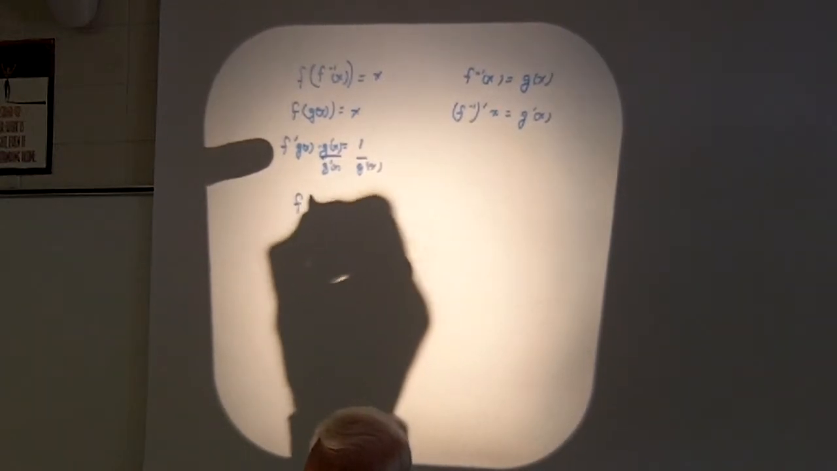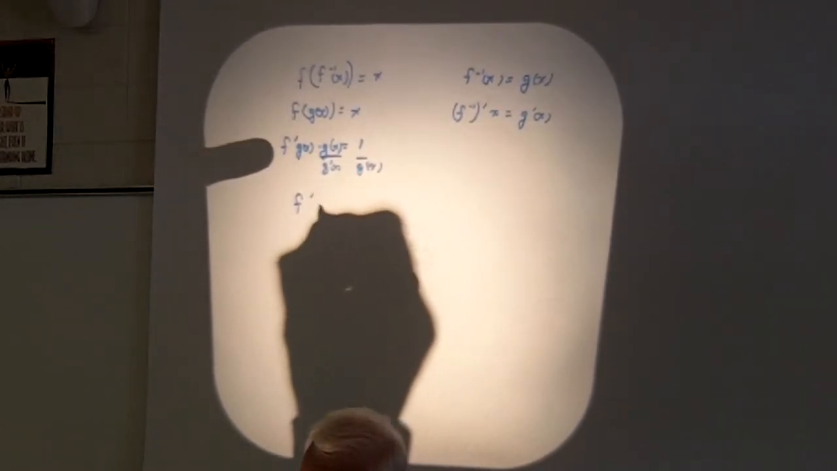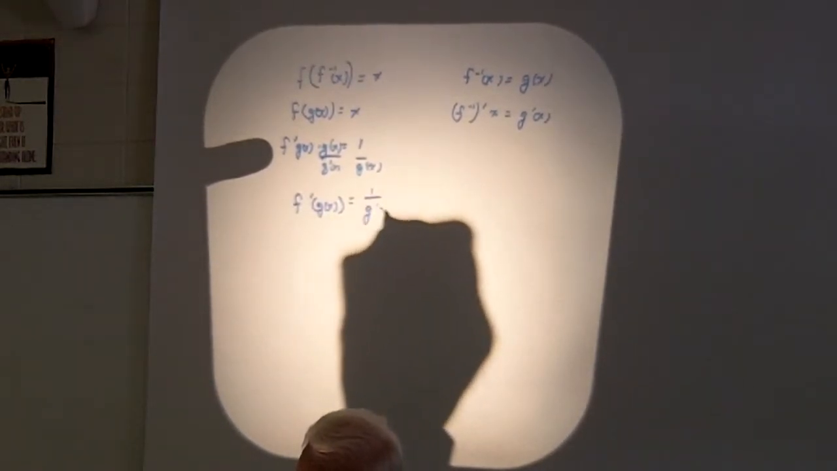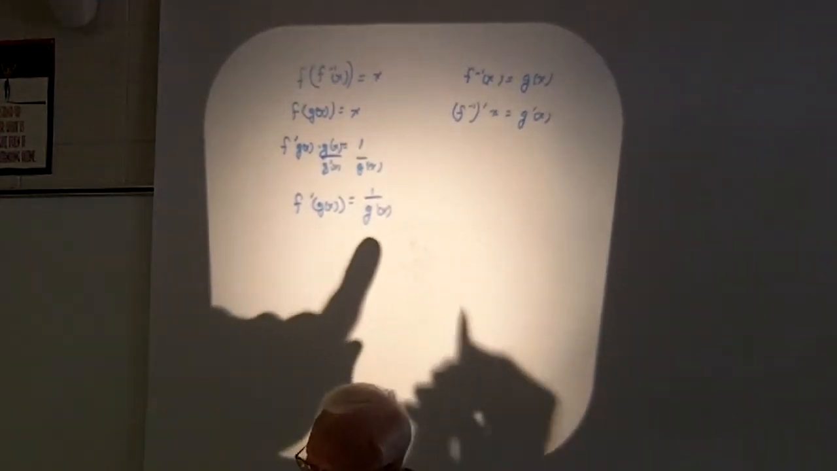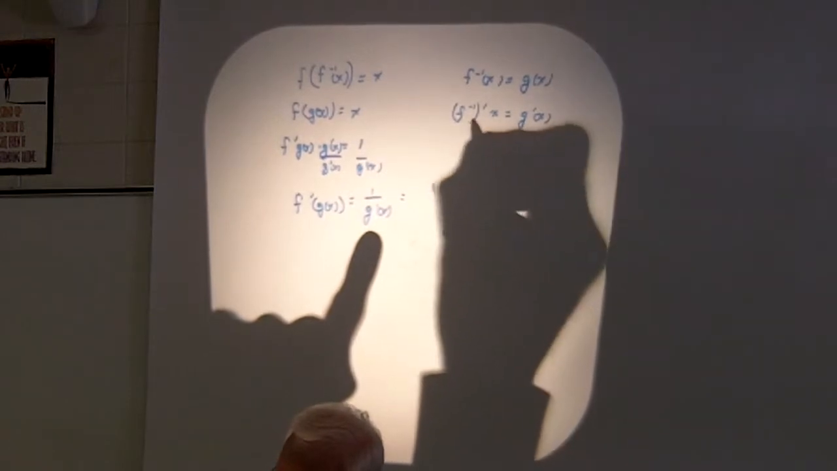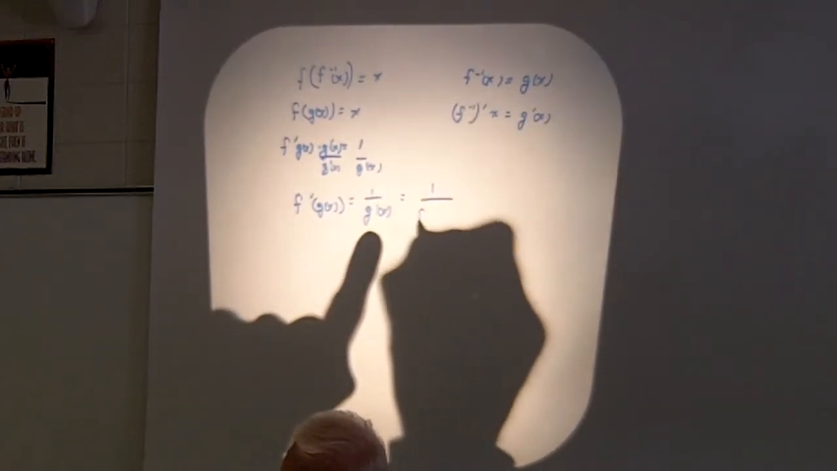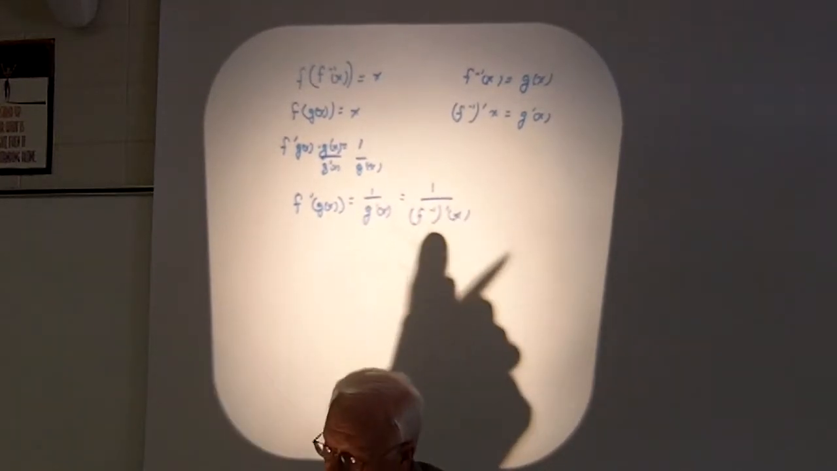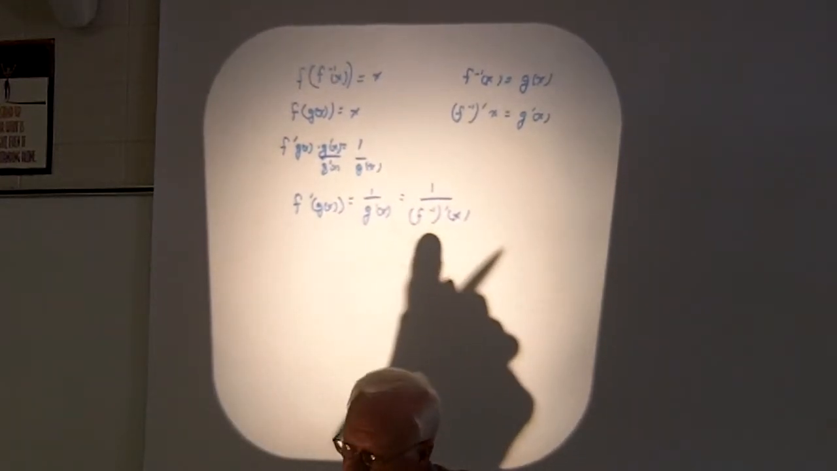And so I have here f prime of g at x, like this, is equal to 1 over g prime of x. But we said this here happens to be equal to 1 over, see from what I have here, that's f inverse prime of x. The derivative of the inverse. You folks a little bit.